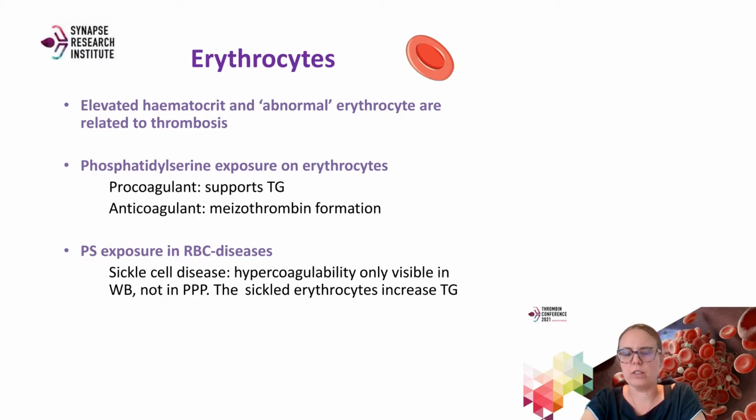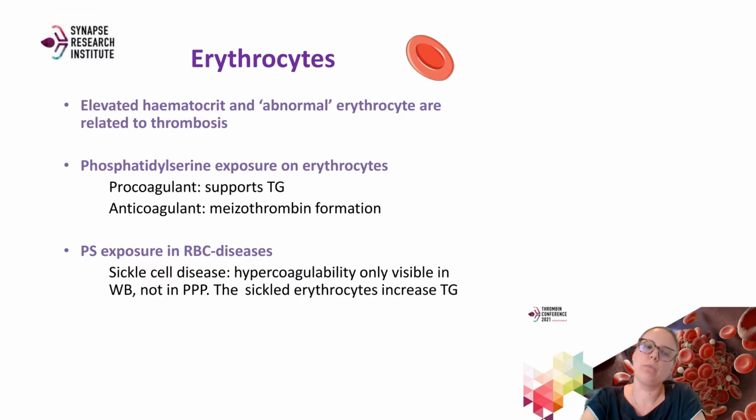It's also believed that there could be an anticoagulant effect because on the membrane of the erythrocytes, the activation of prothrombin goes through the formation of meizothrombin, which is able to support the activation of protein S, but doesn't cleave fibrinogen to fibrin. However, overall, we see that an increase in hematocrit mostly leads to an increased risk of thrombosis. Therefore, the effect of the PS exposure in supporting thrombin generation is probably more important than in supporting meizothrombin formation.